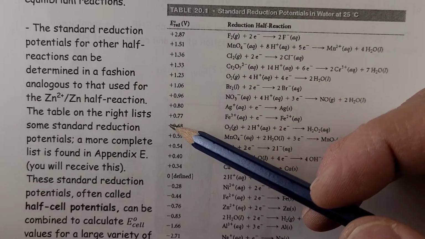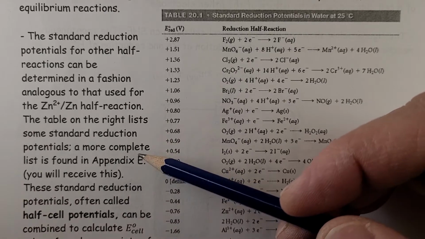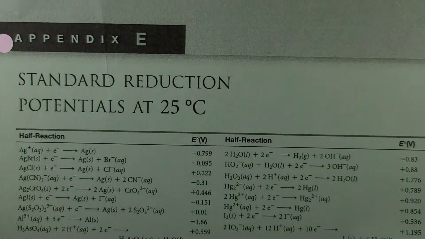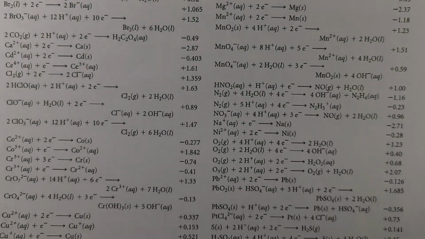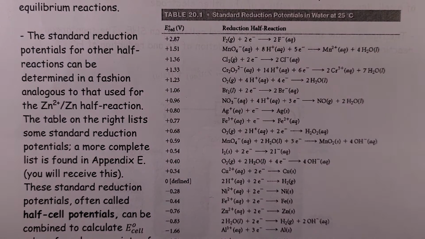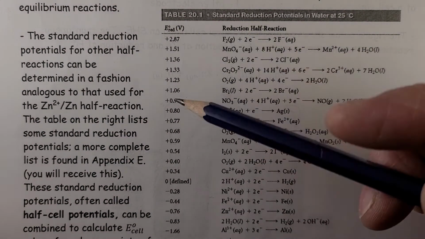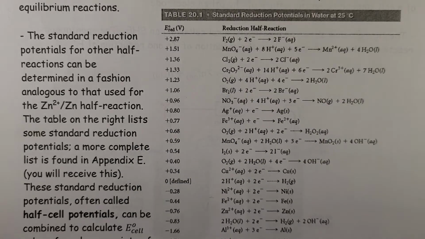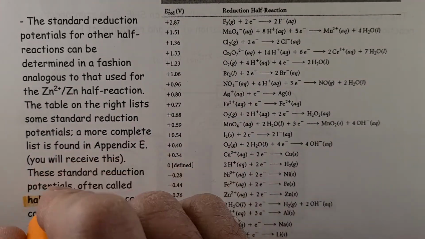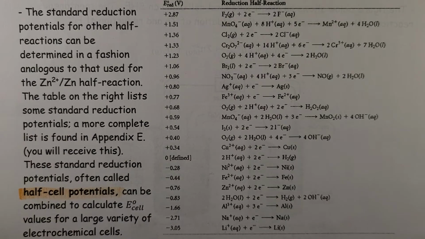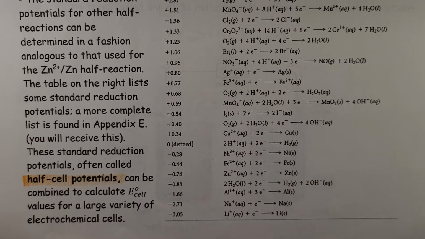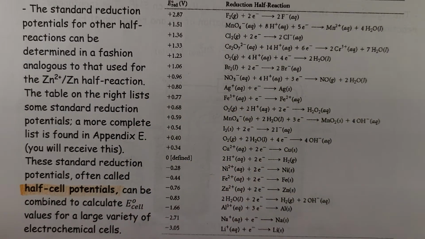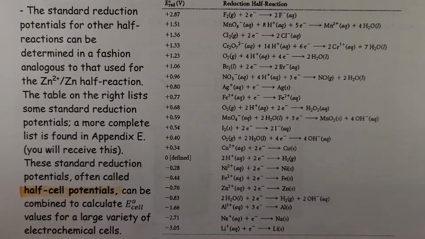The table on the right lists some standard reduction potentials. A more complete one is found in Appendix E, which I borrowed from a textbook. So you'll get a copy of this, which has a whole list of many different reduction reactions. These standard reduction potentials, often called half-cell potentials, can be combined to calculate E cell values for a large variety of electrochemical cells. So we can simply look at the combinations here and put them together.